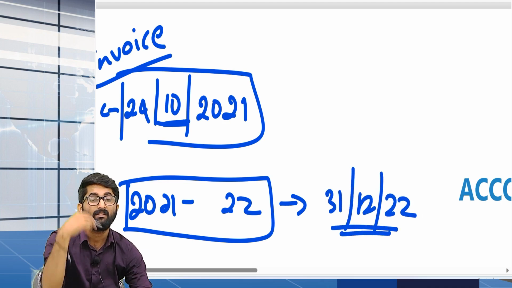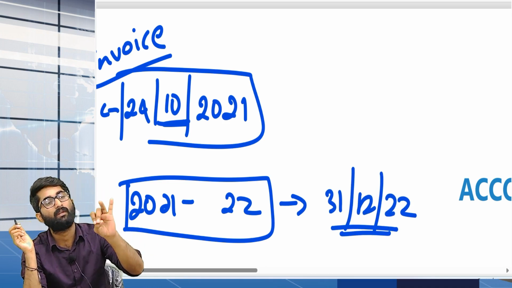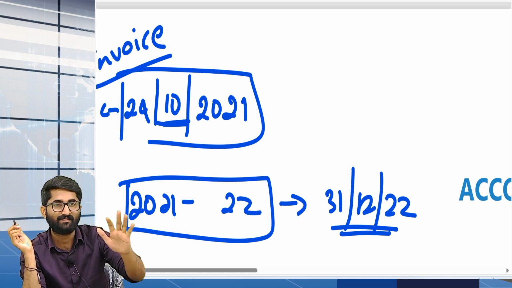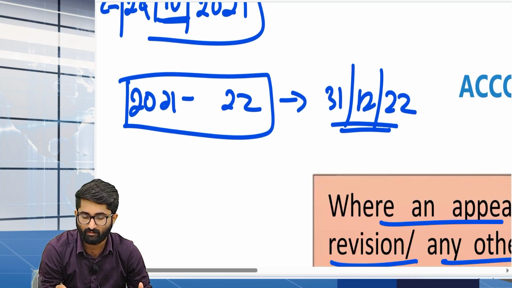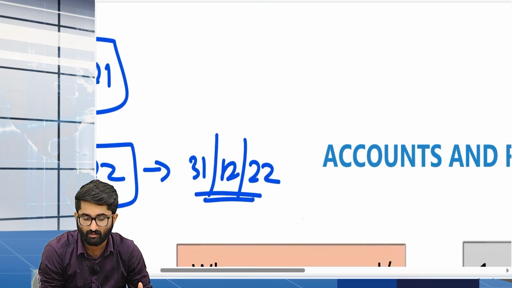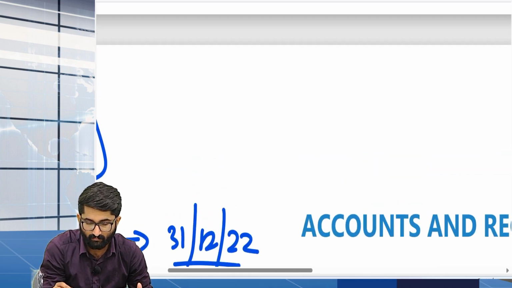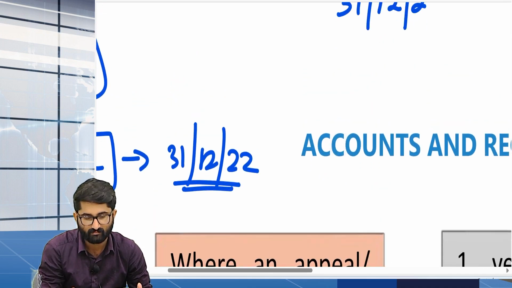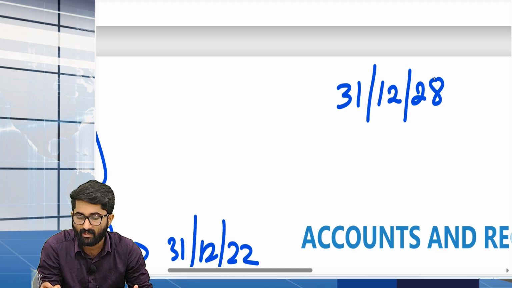From this date, 6 years, that is 72 months: 22, 23, 24, 25, 26, 27, 28. So you have to maintain this till 31st December 28. Till 28 you have to maintain.